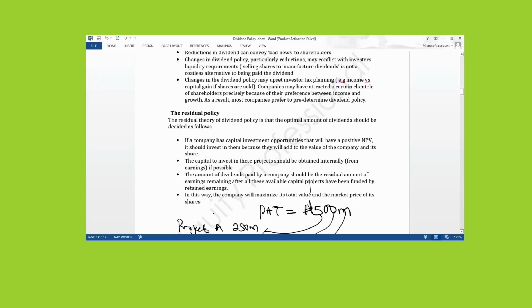When you are done with retained earnings, you now move to debt finance. The amount of dividend paid by a company should be the residual amount of earnings remaining after all viable projects have been financed from retained earnings.